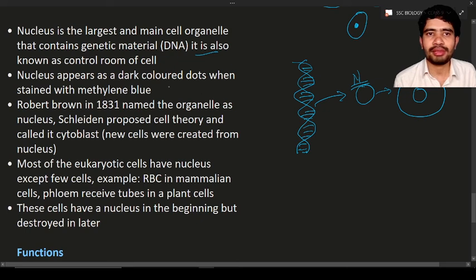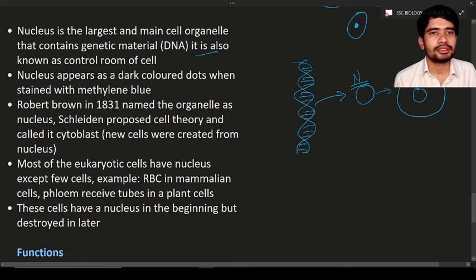The nucleus appears as a dark colored dot when stained with methylene blue. During the experiment, we have used a dye. Dye means a color. That color is methylene blue. When you add methylene blue, the cells take up the methylene blue and appear as a dark colored structure, meaning dark blue in color.